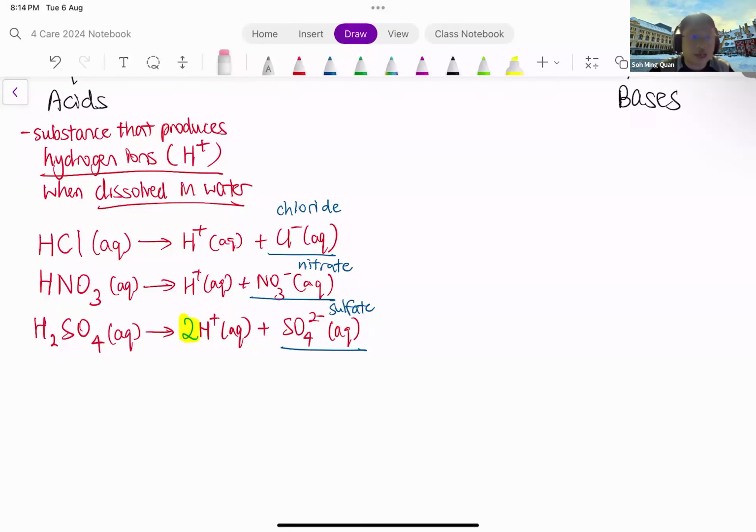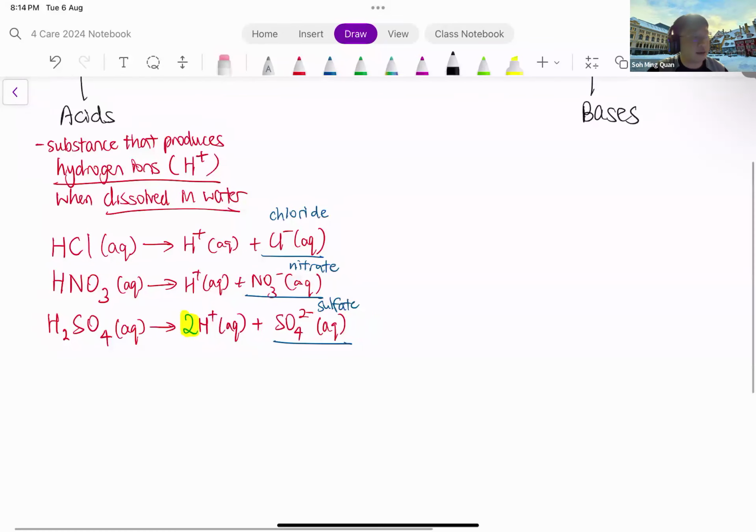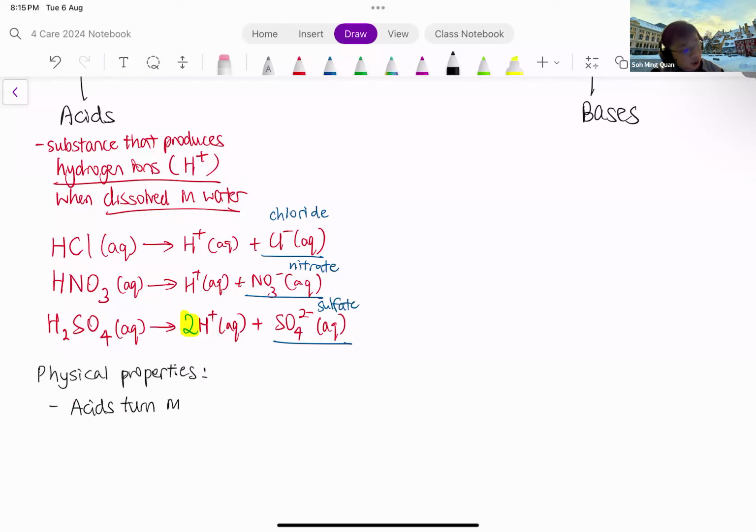Okay, so moving on, let's go through acids. What are some properties of acids? Now, I'm sure you know by now, there's physical properties and there are chemical properties. Now, physical properties have to do with your five senses. Take, for example, sense of sight. Okay, so I'm sure you know by now acids. Acids will turn moist blue litmus paper red. Okay, so we have experienced this before. Acids turn moist blue litmus paper red. So this has to do with sense of sight, right?